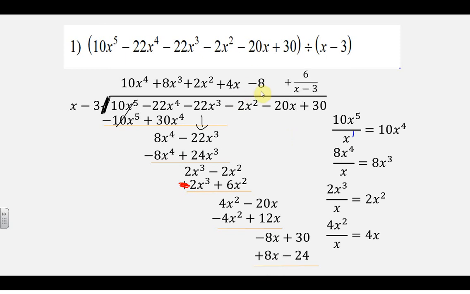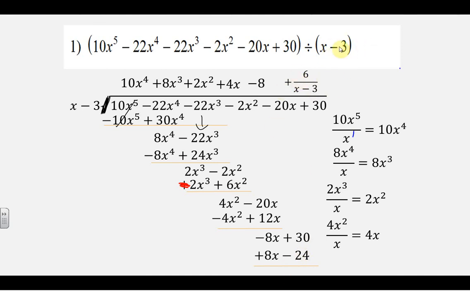Okay, so when you get here, you guys know this. x goes into negative 8x negative 8 times, right? Distribute it through, you get positive 8x minus 24. You have a remainder. We don't write remainder R6. That's not cool. That's elementary. That's not hip. You write it as 6 over x minus 3. Because it was a positive 6, we write plus 6 over x minus 3.